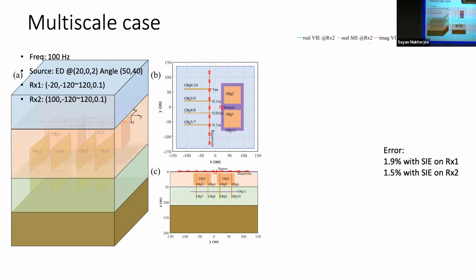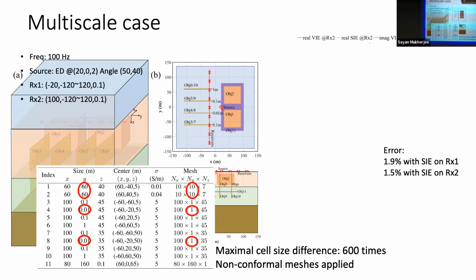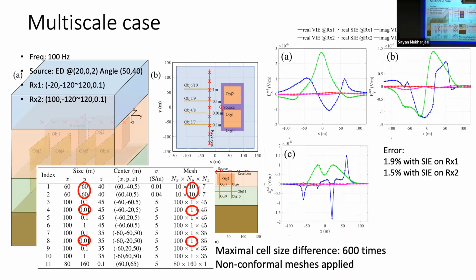Here's the performance of the method on a large scale problem. We have 2 large objects and 5 very thin sheets. These sheets have a maximal size difference of about 600 times, and with this kind of difference, we cannot use the FFT-based method. We compare our method with the commercial software FEKO using the SIE. We can see our method can achieve an error under 2% while being more than 1,000 times more efficient.